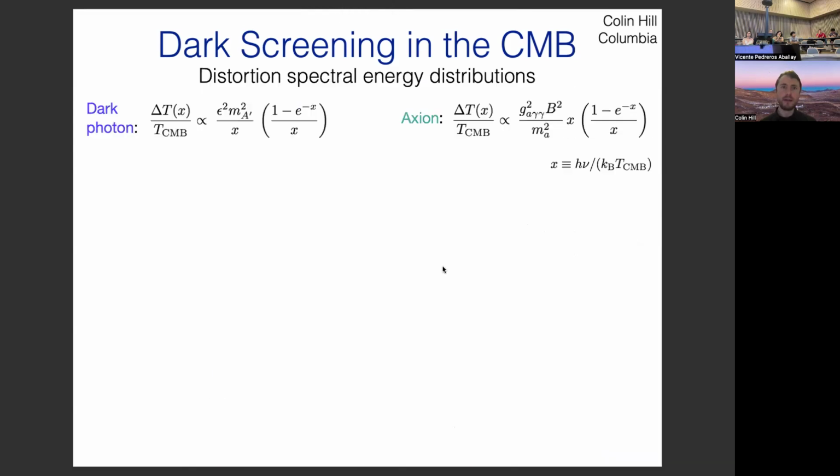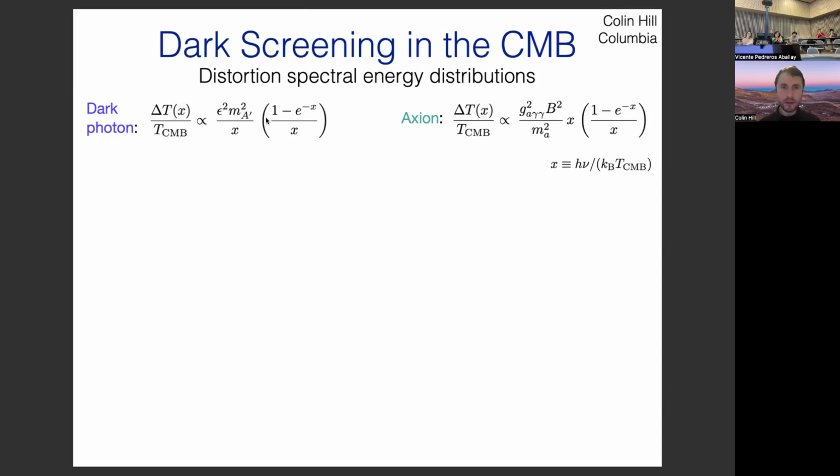So here's a little more detail then about what we're looking for. The relevant reason or the relevant feature of these scenarios that makes them so nice to constrain with our data is that they have a non-trivial frequency dependence or spectral energy distribution. So this is, for the dark photon, what the signature looks like in the CMB as a function of the frequency. So X here is just dimensionless frequency.